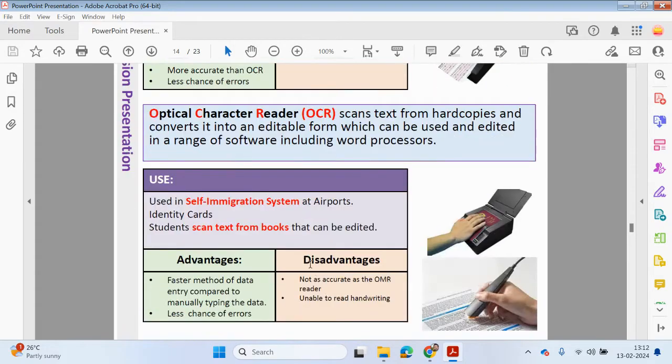So optical character reader, OCR, scans text from hard copies and converts it into an editable format, which can be used and edited in a range of software, including word processors. So at airports, for example, you've got self-immigration systems. You're scanning the details of your passport, and those details automatically go into the computer system: your passport number, your name, your date of birth, your nationality, and all the rest of it. So there's no need to type anything. Again, that data is automatically going into the system.